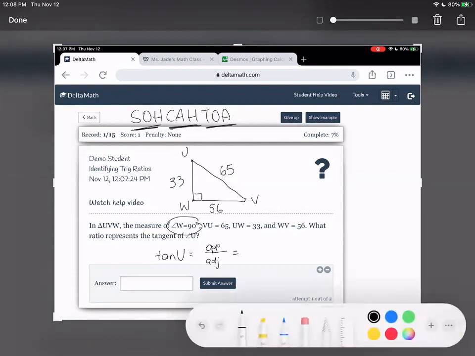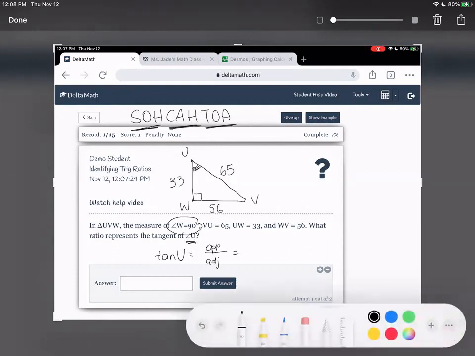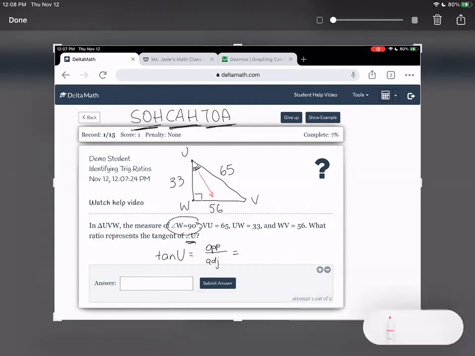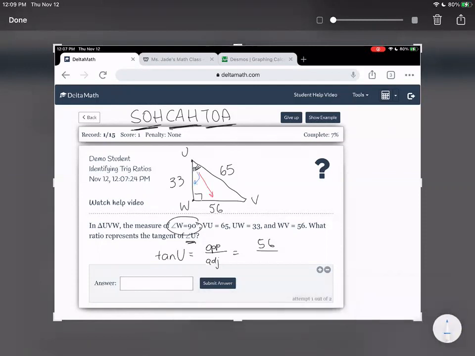And so let's put it together. We know that we want angle U as our reference angle, so that's this one up here. So what is opposite of angle U? 56. Good. And what is adjacent to angle U? 33, good. And it's not the 65, even though that's also next to it. 65 would be the hypotenuse, okay? The hypotenuse is the biggest side. So when we're talking about the opposite and adjacent, you don't want to talk about the hypotenuse. So we got 56 over 33.